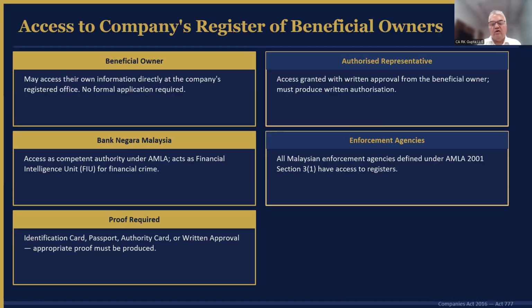Enforcement agencies: all Malaysian enforcement agencies, which are defined under AMLA 2001, Section 3, Subsection 1, have access to registers. Proof required is the identification card, passport, authority card or written approval. Appropriate proof must be produced.